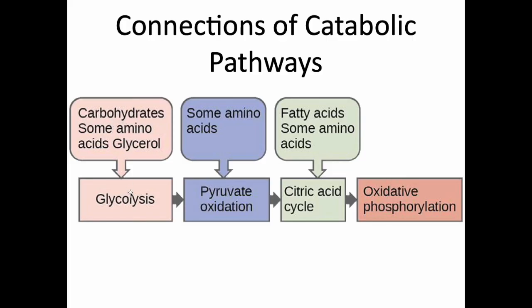Carbohydrates and some amino acids go to glycolysis. Some amino acids come in here at the pyruvate oxidation step. Fatty acids and some amino acids come in here at the citric acid cycle, but it's all going to eventually lead to, this says oxidative phosphorylation. That's not a term we talked about. This means the electron transport chain and then ATP synthase. So they're all going to get finished off one way or another.